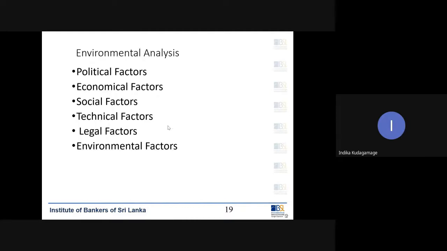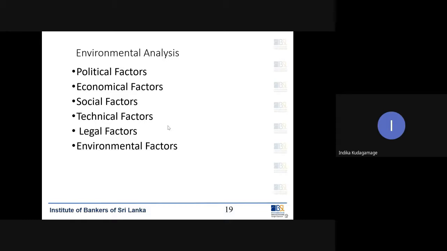Then we come to environment. After finance, we come to environment under MIFID. Right? You have political factors, political environment. Economical factors, it is economical environment. Social factors, technical or technological, legal and environment. We call it PESTLE, right? Under environment, it is PESTLE, right? So, I have separate, but I will take you through this.